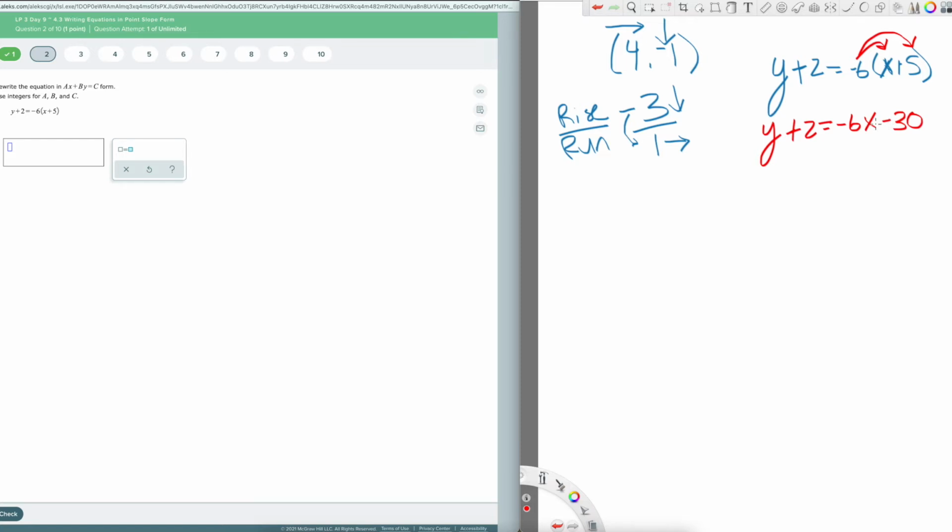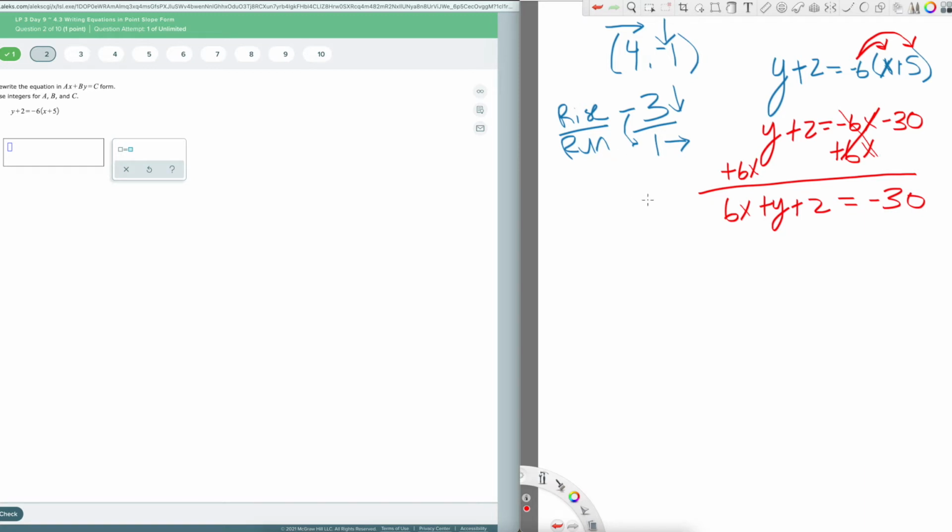Now I can start to move pieces from left to right of the equation. So I want x and y on the same side, so I'm going to take this negative 6x and I'm going to add it to both sides like this. So I have 6x plus y plus 2 equals negative 30. Negative 6x plus 6x, they cancel out. One negative, one positive, exactly the same number. They're inverses of each other, or opposites, which means they cancel out.